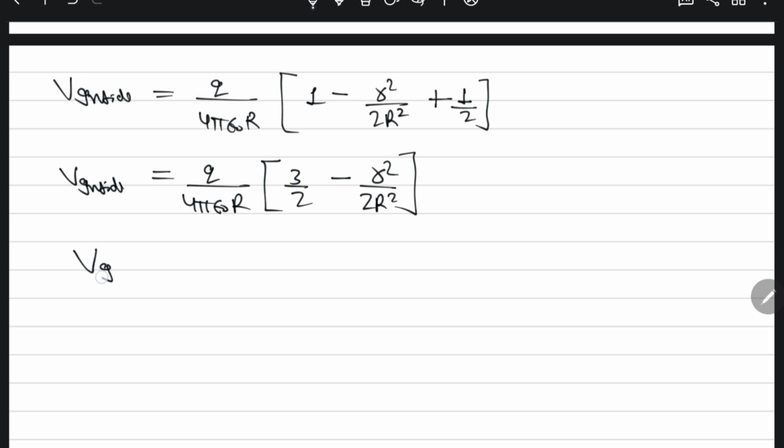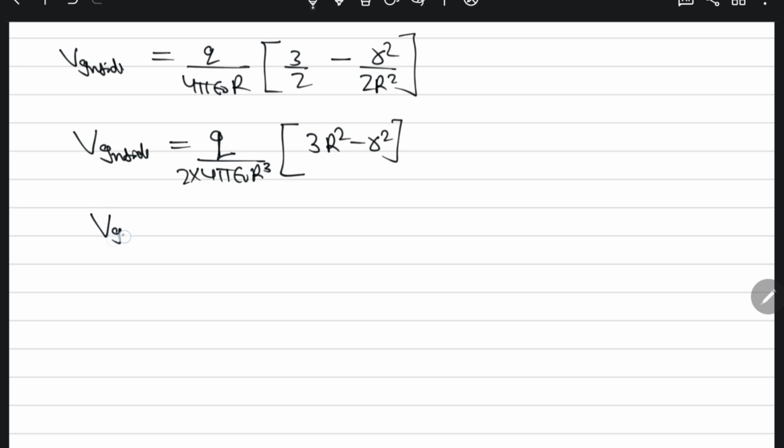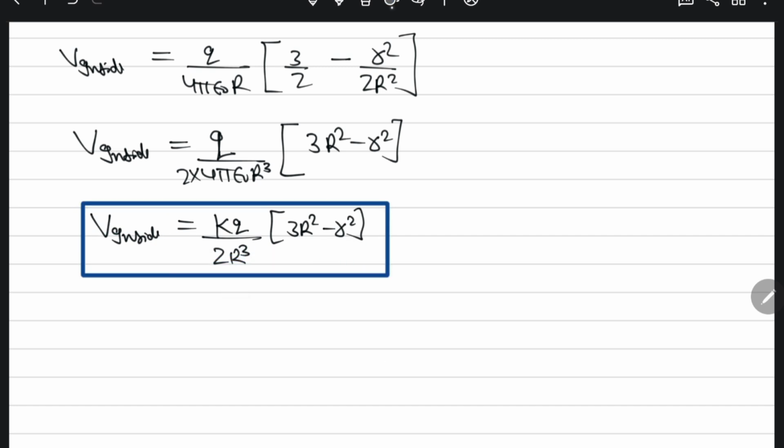So you can remember the potential inside in this way: q upon 4 pi epsilon naught R cube, and I also take 2 common, so 3 R square minus r square. You can remember this result as: the potential inside is kq upon 2 R cube times (3 R square minus r square). So in this way you can easily remember this.